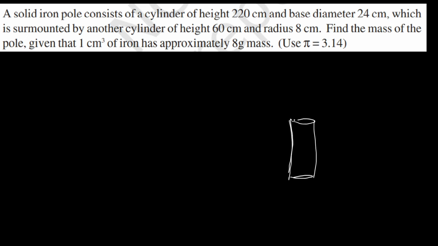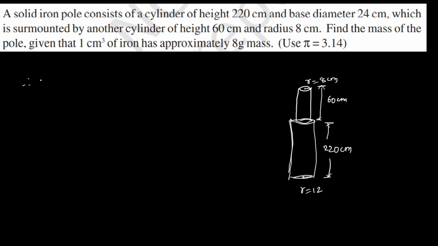So this is a solid iron pole which is a cylinder of height 220 centimeter and base diameter is 24. That means radius is equal to 12. Why? Because diameter is 24, so radius becomes 12, which is surmounted by another cylinder of height 60 centimeters. So on top of this there is another cylinder, of height 60 centimeters and radius 8 centimeters. So we have to find the volume of this combined figure, which is very easy.